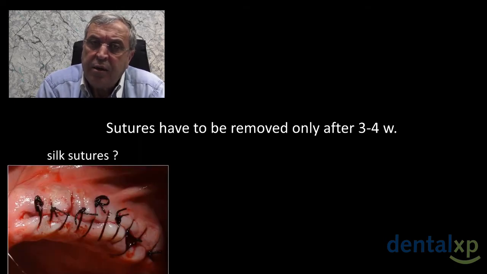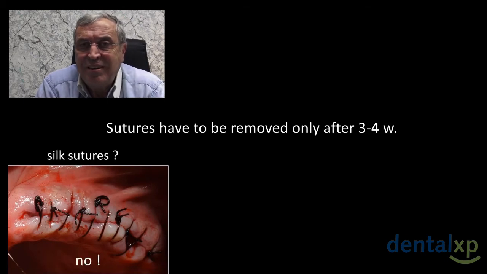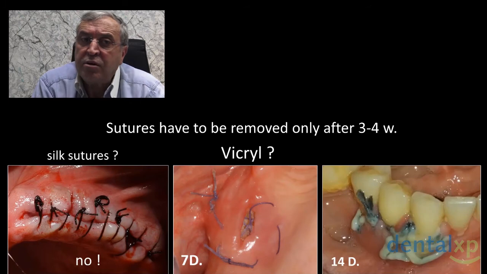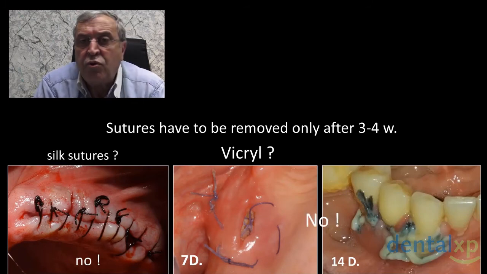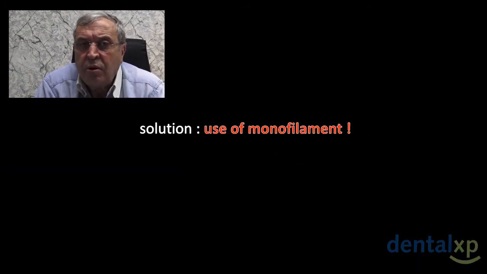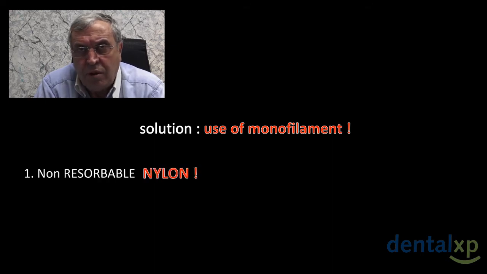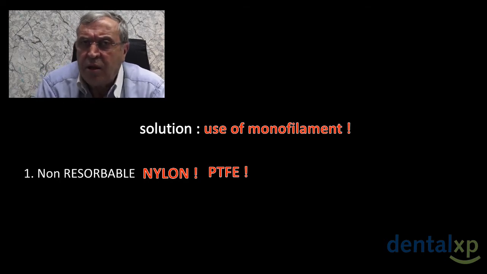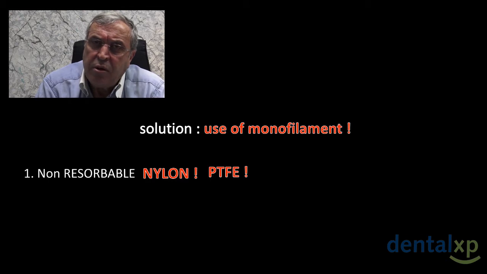And then, of course, we will forget the silk. We will forget the Vicryl, because after 1 week we see the plaque. After 2 weeks, it's a disaster. The solution is only to use a monofilament. Nylon, if you want a cheap suture, use nylon. It doesn't matter.